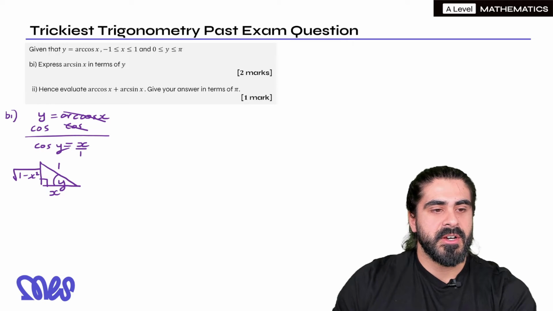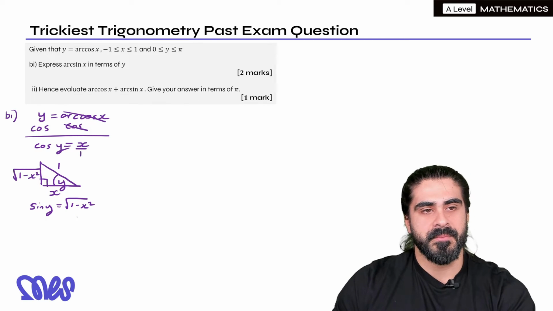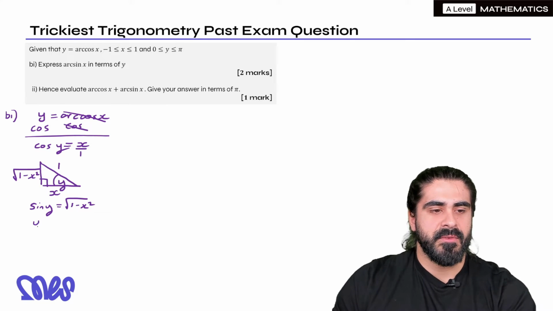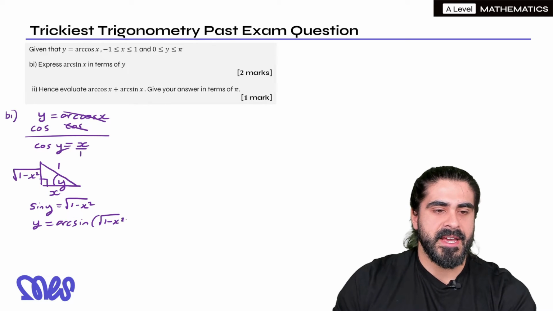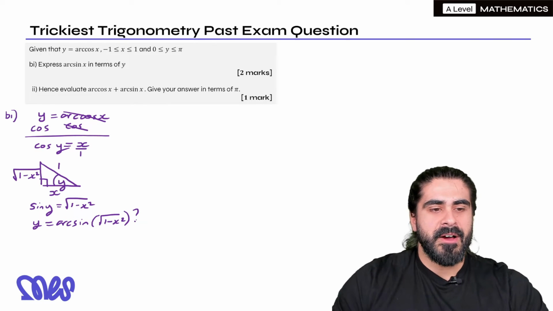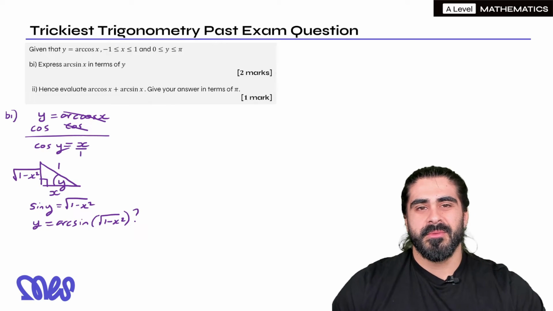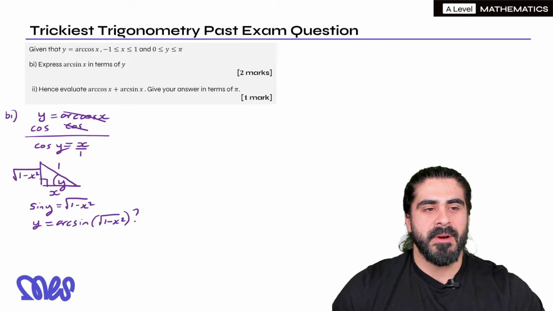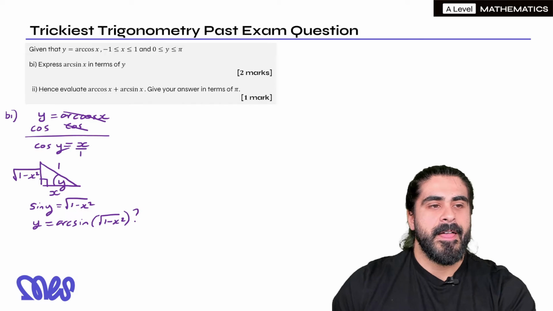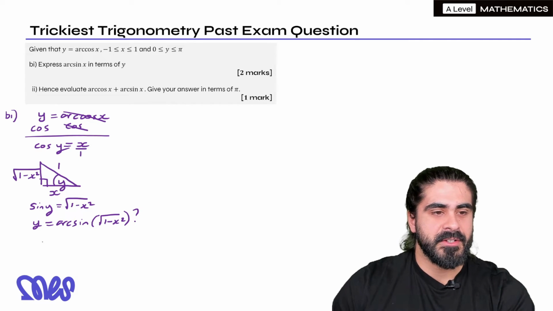So then they said, okay, sine y would be the opposite, root 1 minus x squared, divided by 1. But then the problem is they did inverse sine and they're left with y. So they haven't actually rearranged for arc sine x. They found arc sine root 1 minus x squared. So that's a problem. And also, this question's worth 2 marks. The amount of work we've just done here is worth way more than 2 marks. So what should students have done instead?